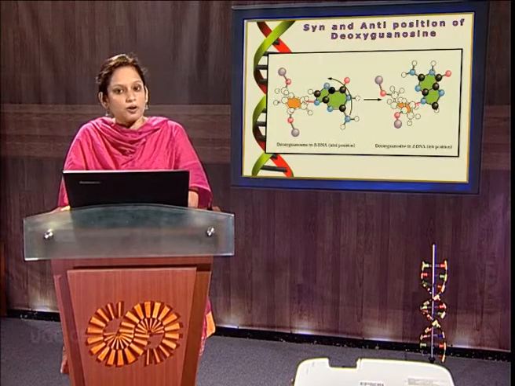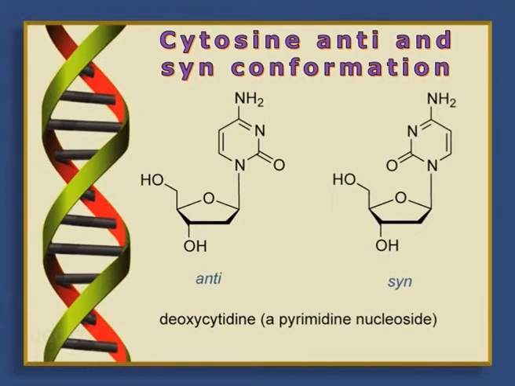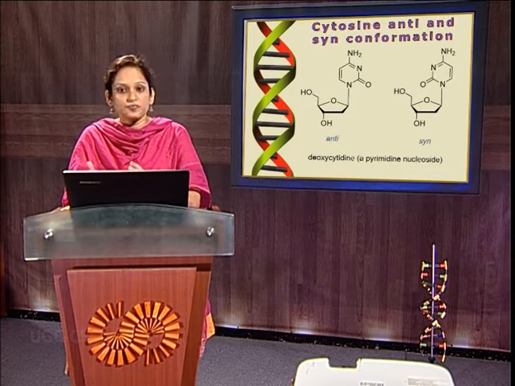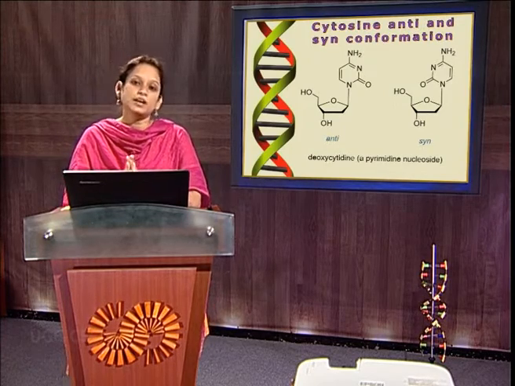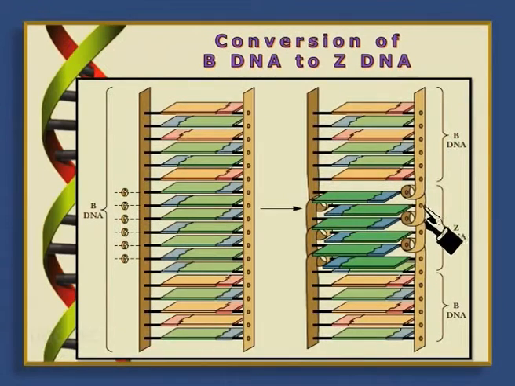Now, why is it formed? If we look at this diagram, we can see that since guanine can take up both anti and syn conformation, in Z-DNA it takes up the syn conformation, and since the cytosine has to remain hydrogen bonded with guanine, the cytosine cannot take up the syn conformation. As a result, the whole cytosine nucleoside flips 180 degrees in order to remain hydrogen bonded with the syn-guanosine, and as a result, there is a folding of the phosphodiester backbone.